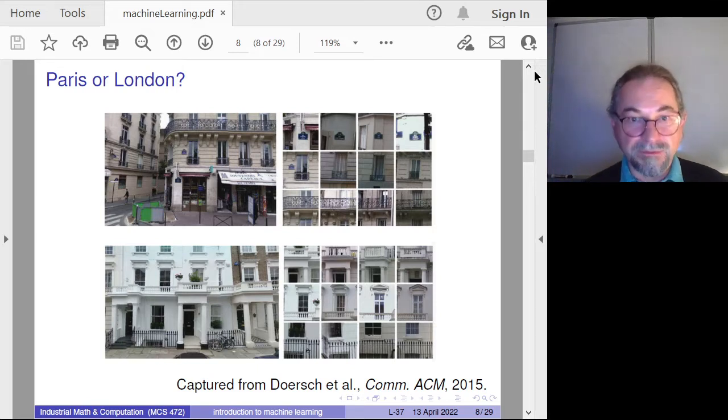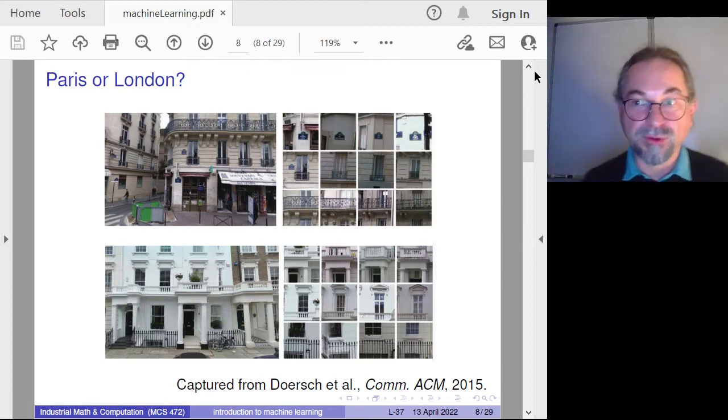Also the same for London. I won't keep you in suspense, because if you have visited either city, you know that the top is Paris and the bottom is London. The question is, how can we get this? These are pictures that come from Google Street View. Thanks to Google Street View, we can all visit any city we like.